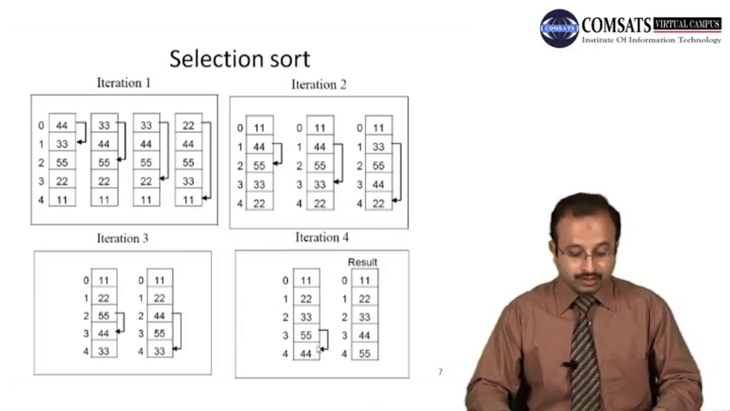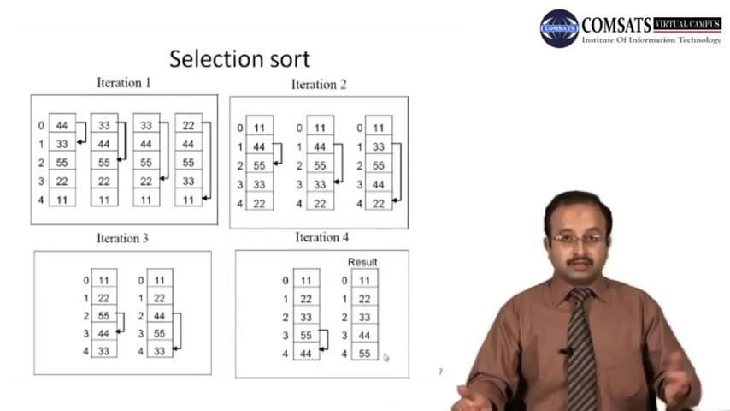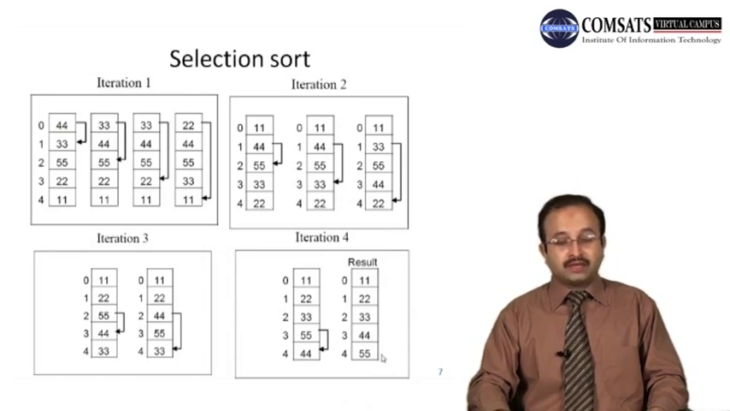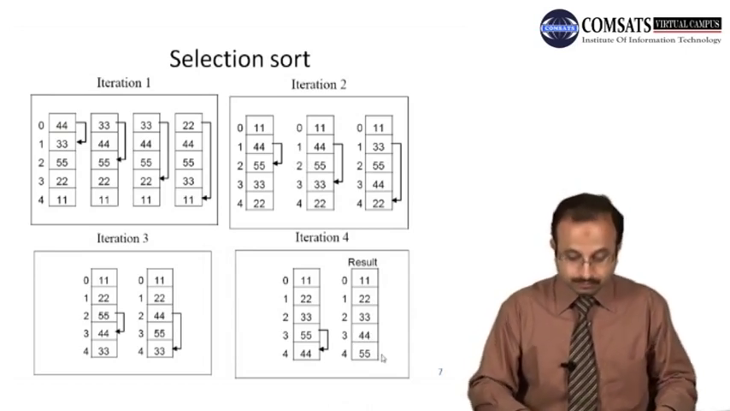And in the 4th iteration you compare the 3rd index element with the 4th index element. If it is greater, you swap these two, and after swapping our array is sorted. So this is the input to the program, to the sorting function or to the sorting program, and this is the output array where the elements are sorted in ascending order, such that the smallest element comes at the 0th index and the largest element comes at the last index of that array.